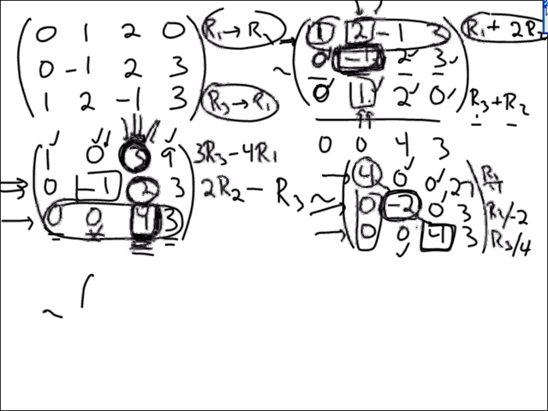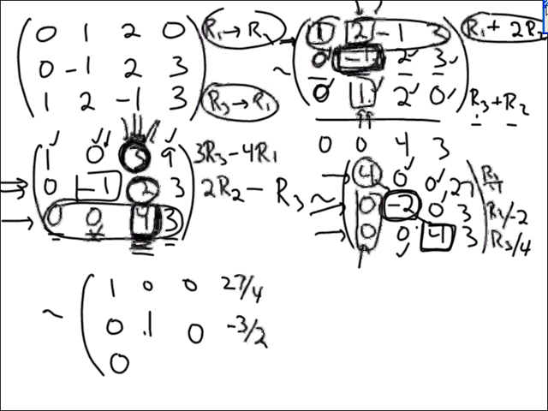So, let us do this. The first row, we divide everything by 4, and we get 27 over 4. The next row, we divide by negative 2, and we get negative 3 over 2 for the last entry. For row 3, we divide 0 by 4, get 0. We divide 0 by 4, get 0. We divide 4 by 4, we get 1. We divide 3 by 4, we get 3 divided by 4.